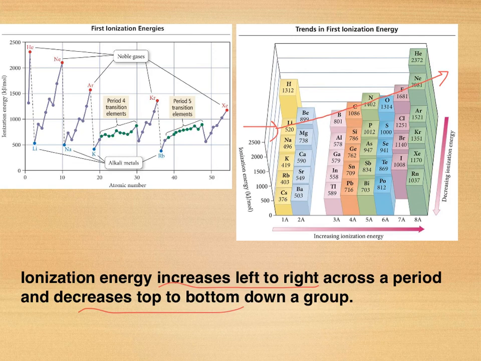So let's look at where the weirdnesses are. One of the weirdnesses is between beryllium and boron. It seems like boron should be higher than it is, right? Or beryllium lower. And the other weirdness is between nitrogen and oxygen. Oxygen seems to be lower than it should be. We will explain these anomalies in a couple slides, but I want to test your general knowledge about the trends.